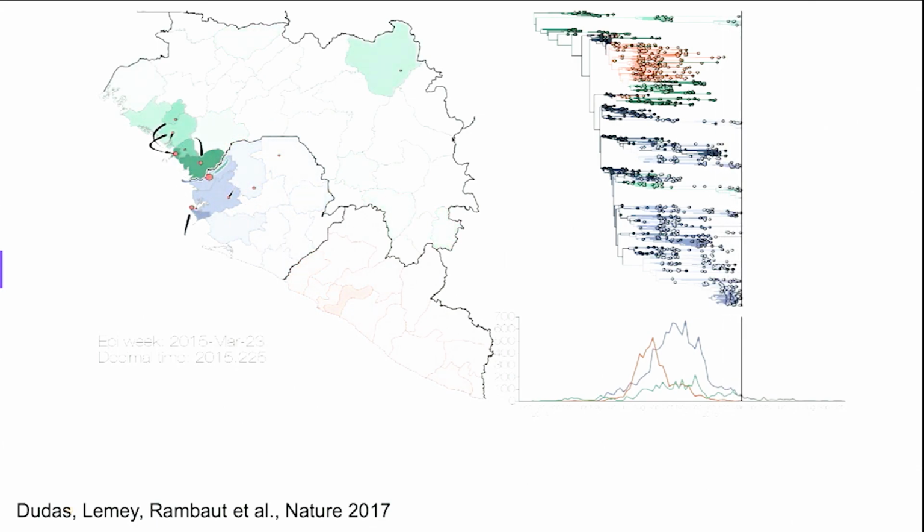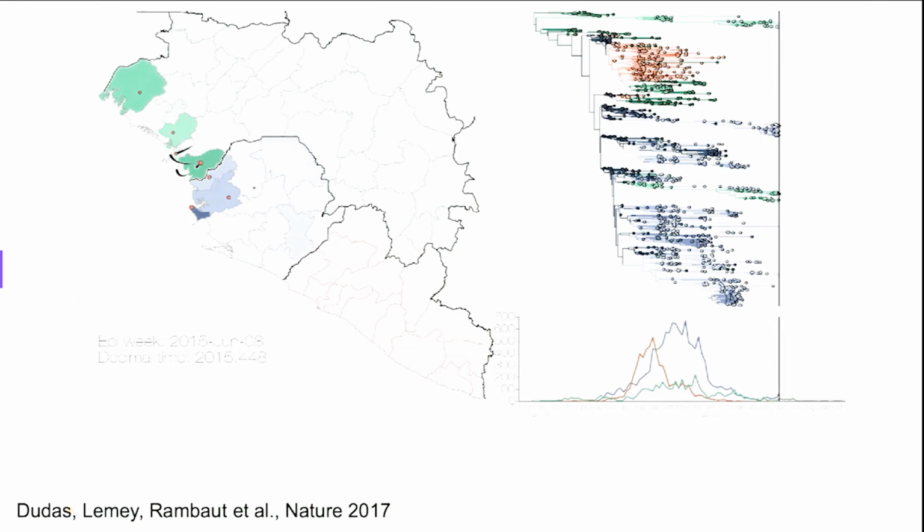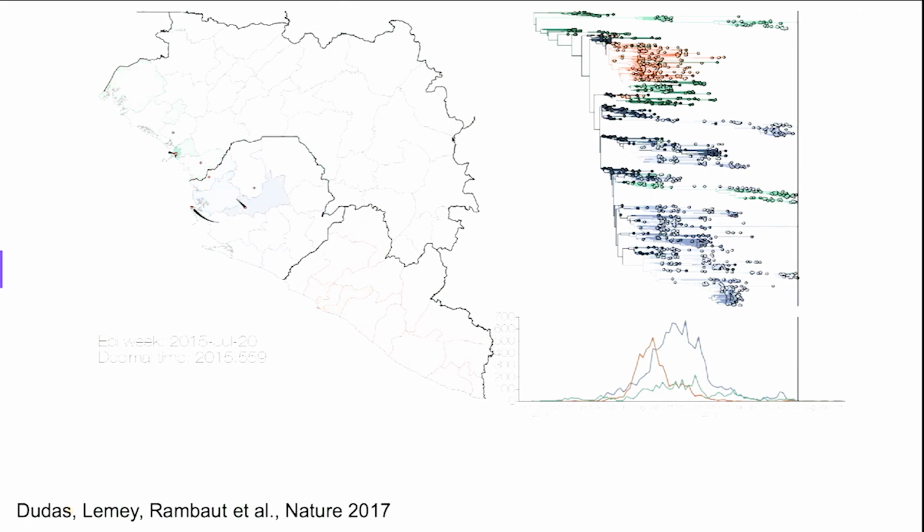So large movements here in Guinea, even towards the tail end of the outbreak here, very large movements to far-flung corners of Guinea. It looks a little bit like intercontinental ballistic missiles, and that's because of the model they use.